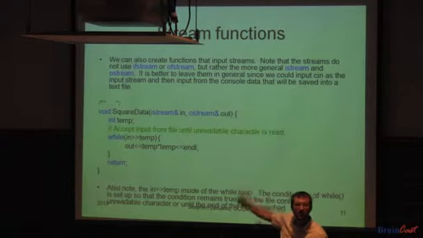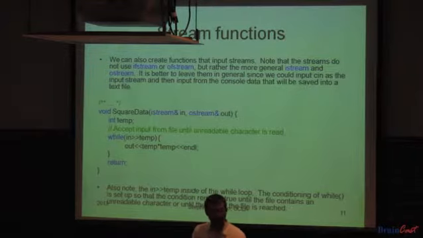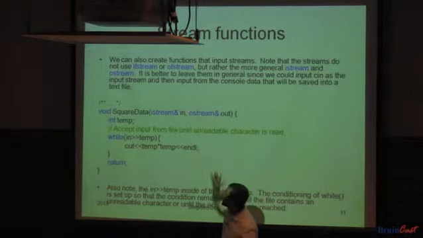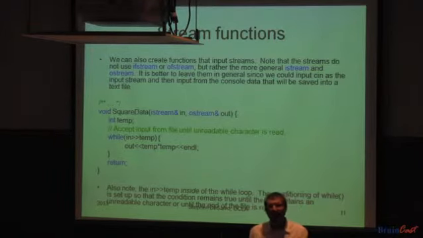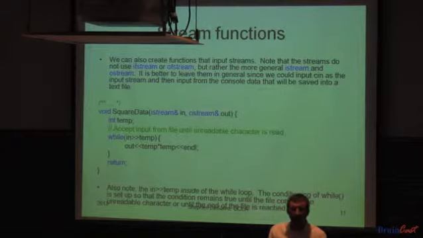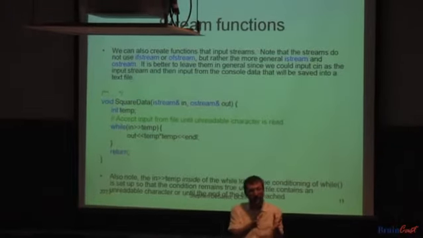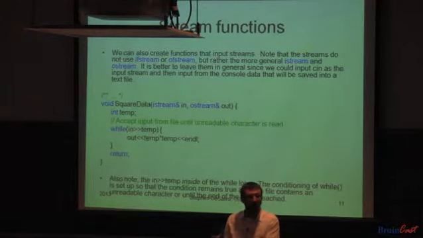Most of what you're going to be doing with a file or the console is not specific to the file or the console. So for example, if you take a look at this function I've written, I want to square a set of data. Now, I could enter that data in from the console, and I could print it to the console, but I may want to just grab data from a file and output it to another file. How would I do that?